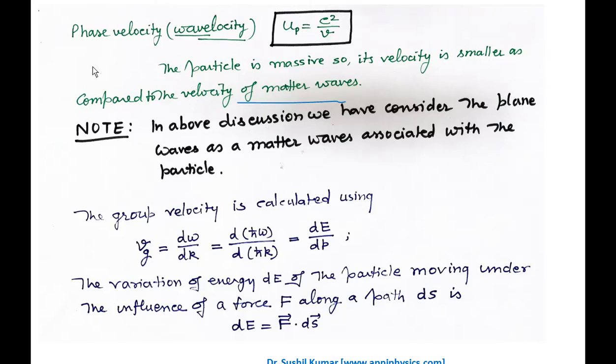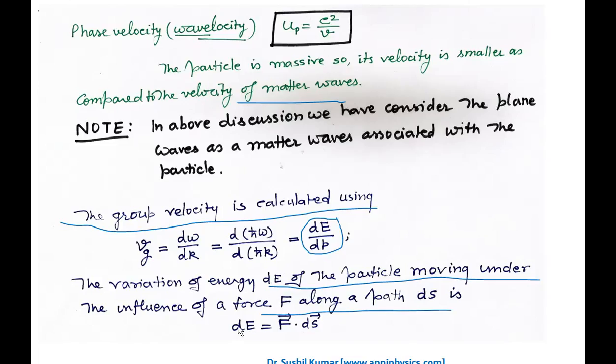So the group velocity is calculated using this formula. Vg is equal to d omega upon dk, and I am multiplying the numerator and denominator by h cross. So this is h cross omega and h cross k, and this can be written further as E is equal to h cross omega and P is equal to h cross k. So this Vg, that is the group velocity, is equal to dE upon dP, right? So the variation of energy dE of the particle moving under the influence of a force F along a path ds is defined this way: dE is equal to F dot ds, where this ratio dE upon dP is basically defining the group velocity.